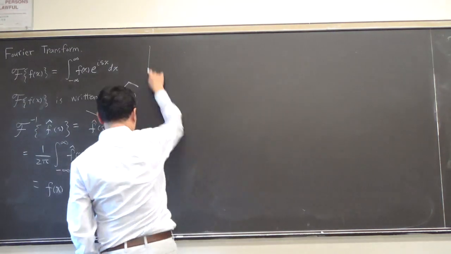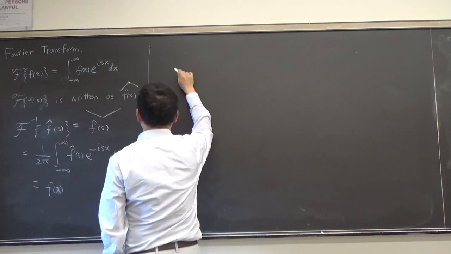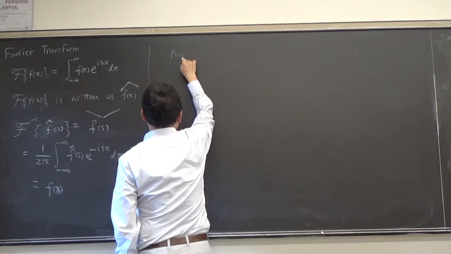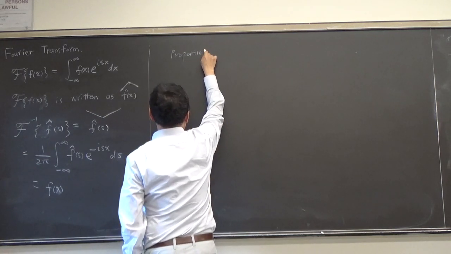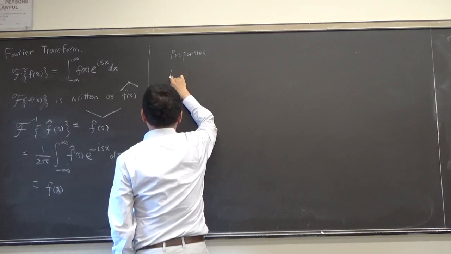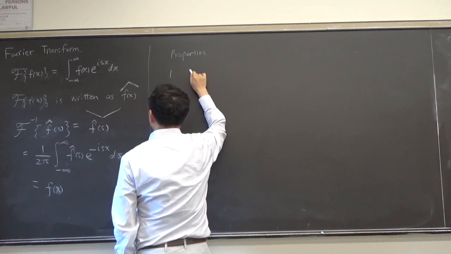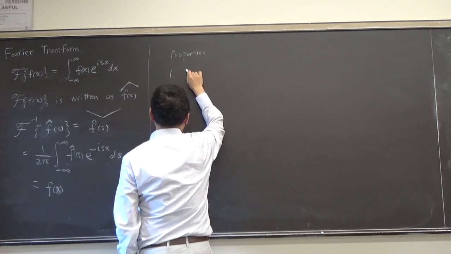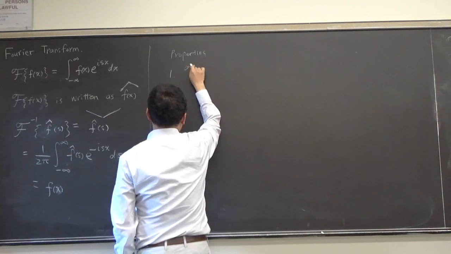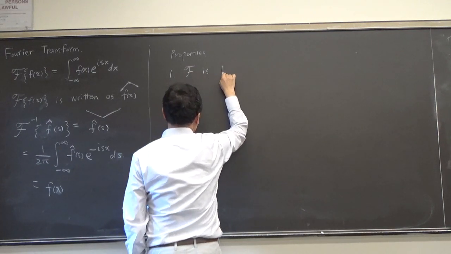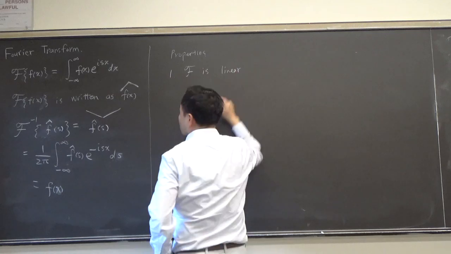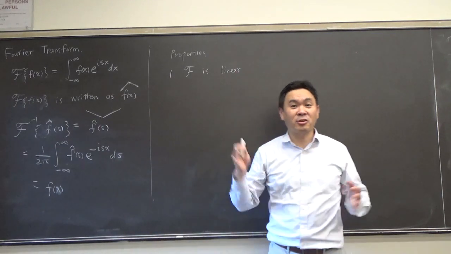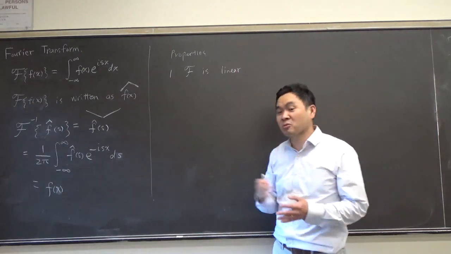Okay. Some other properties. Number 1, your Fourier transform is linear. Just like Laplace transform being linear, you can take the transform term by term.